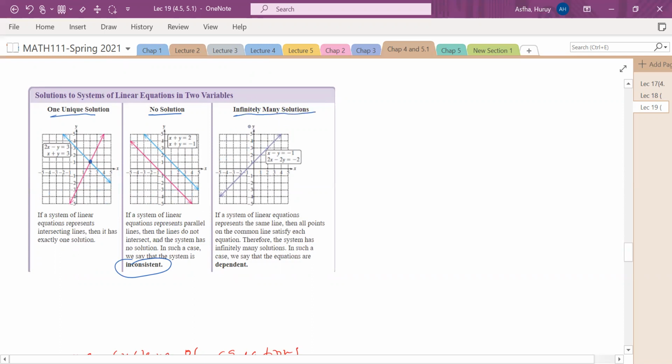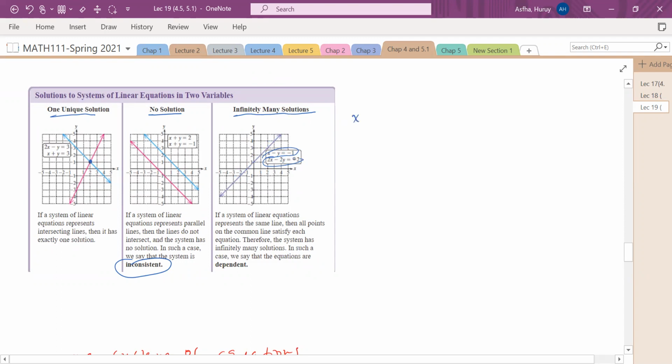And the third one is infinitely many solutions. In this case, the two equations meet everywhere. Okay? They have infinitely many solutions, which means the graphs of these two equations overlap everywhere. Basically, these two equations are equal. That's what we are saying.